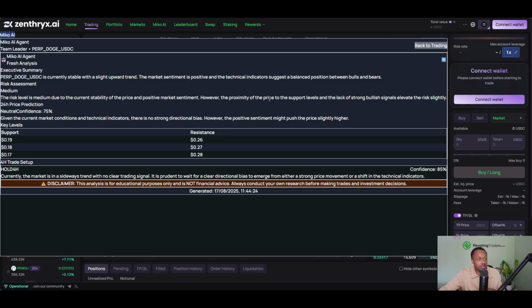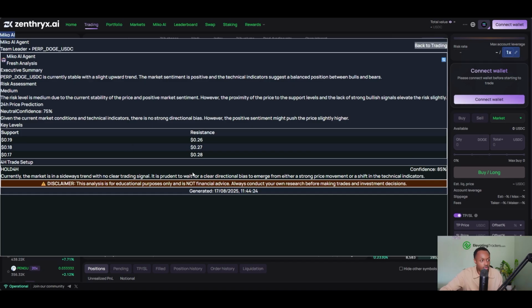However, the proximity of the price to support levels and lack of strong bullish signals elevate the risk slightly. 24-hour prediction of price, neutral confidence 75%. So it's very neutral right now. It does still provide support and resistance levels to trade from, but you can see the current setup there. Currently the market is in a sideways trend with no clear trade signal.